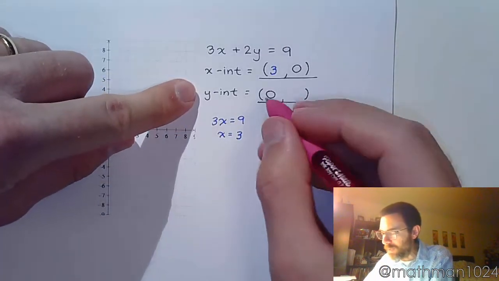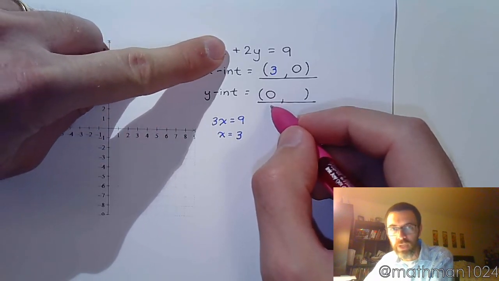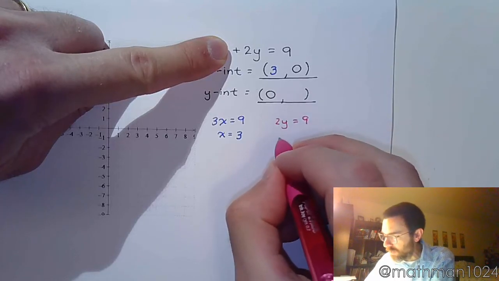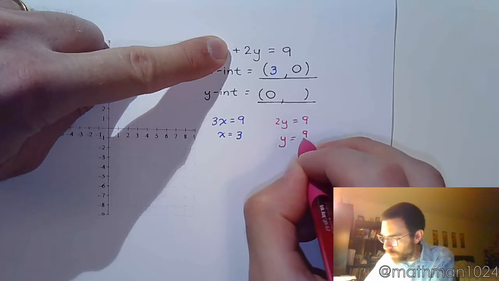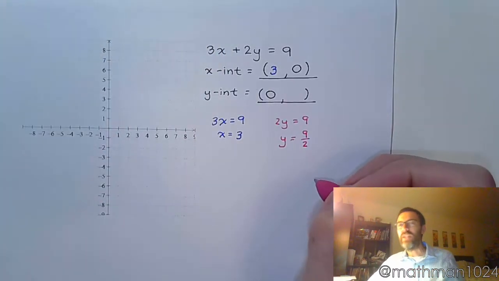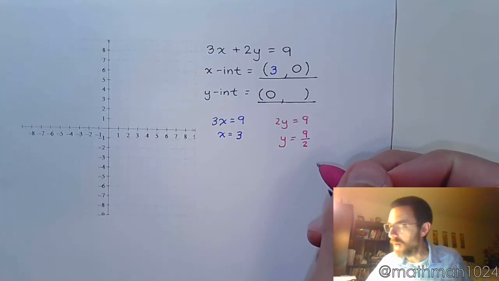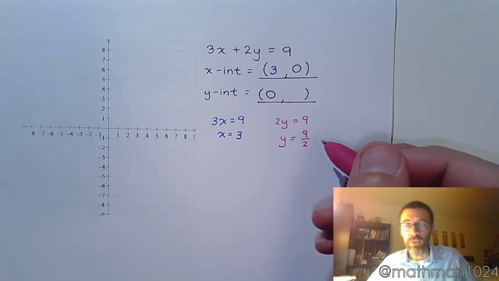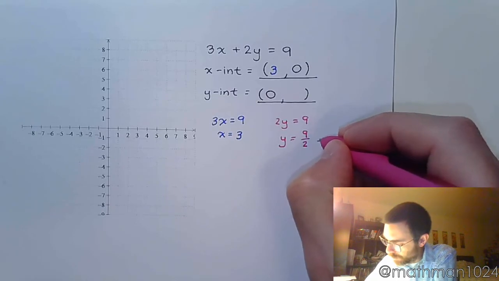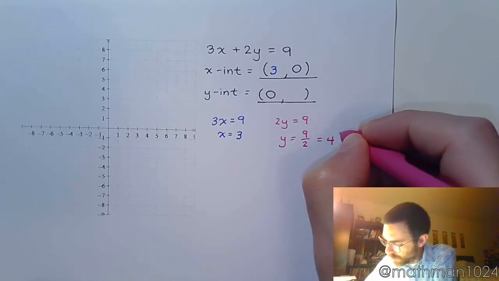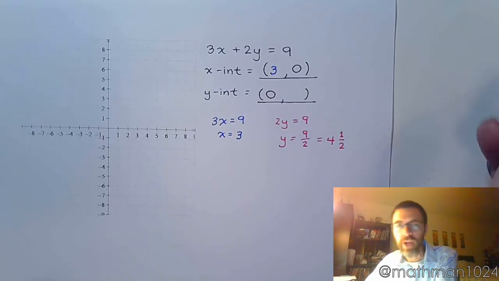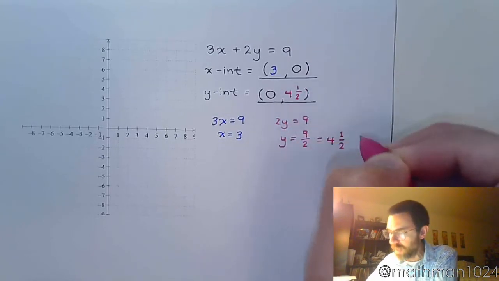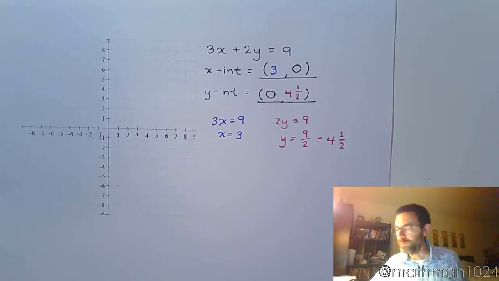For the y-intercept, x is 0, so you cover that up, and you see the equation that says 2y equals 9. Divide both sides by 2, and y equals 9 halves. Now, for some reason, a lot of students struggle with fractions. This is an improper fraction. You could convert this to a decimal, but you could also write this as a mixed number. 2 goes into 9 4 times with a remainder of 1, so you would have 4.5, which makes a lot more sense when it comes to graphing than using 9 halves.